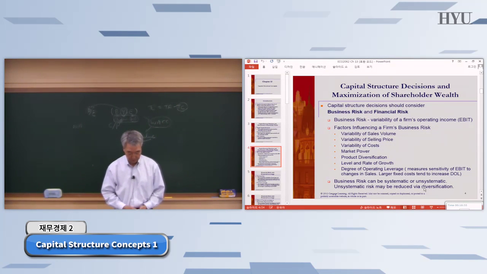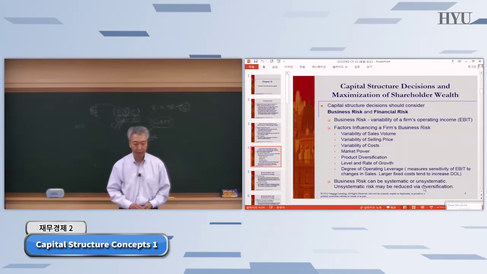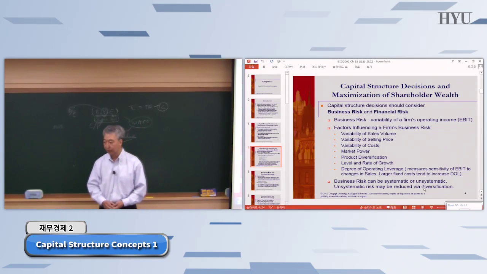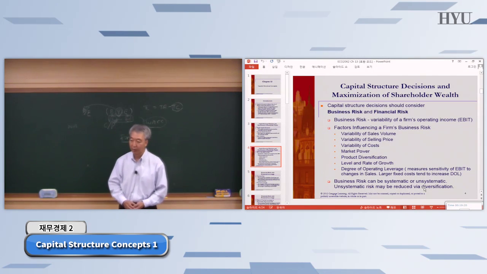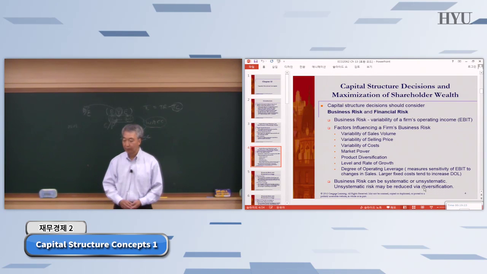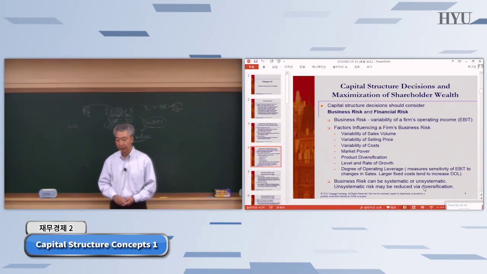Variability of costs. What brings the variability of costs? What are we talking about here? We're talking about your production costs. What are the factors that bring this variability of cost? Inflation, okay. You're talking about a general increase in the price level. That can be one factor. Any other?